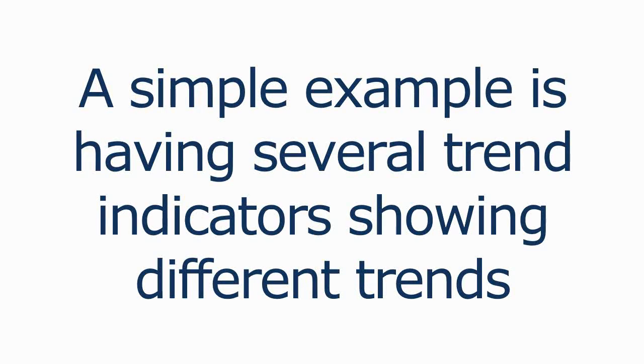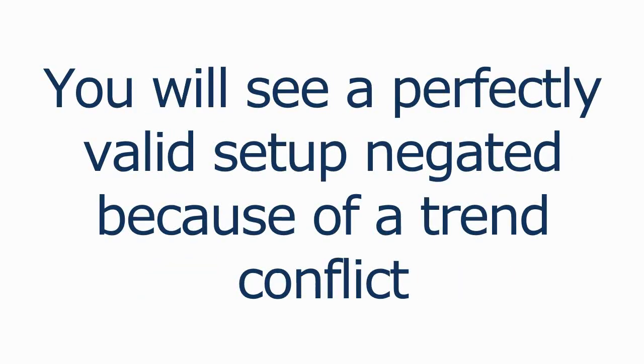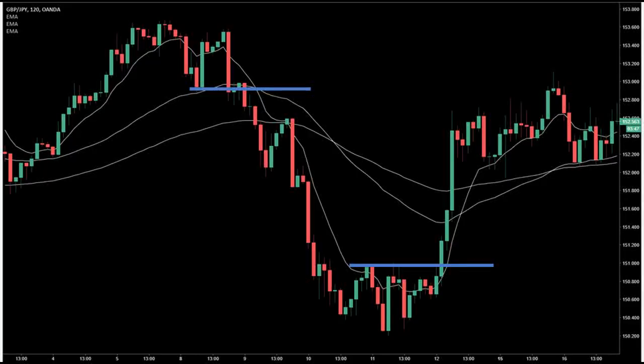A simple example is having several trend indicators that show you the short-term, the medium-term trend, and the longer-term trend. And from a multiple time frame perspective, this might appear logical, but many traders, I bet you can attest to seeing a perfectly valid setup negated because of a trend conflict, and then just watching the trade play itself out to full profit. Check this chart out here.